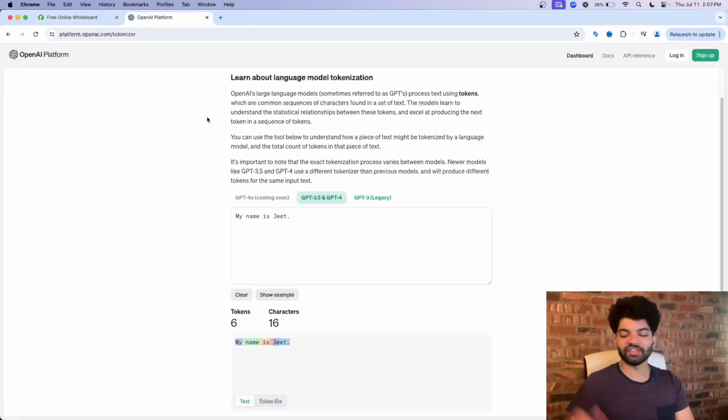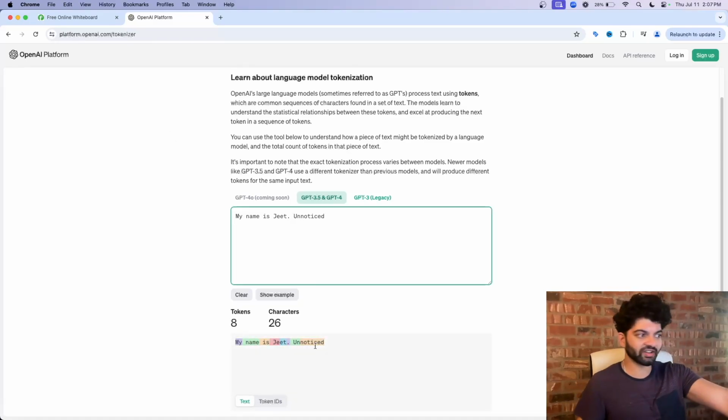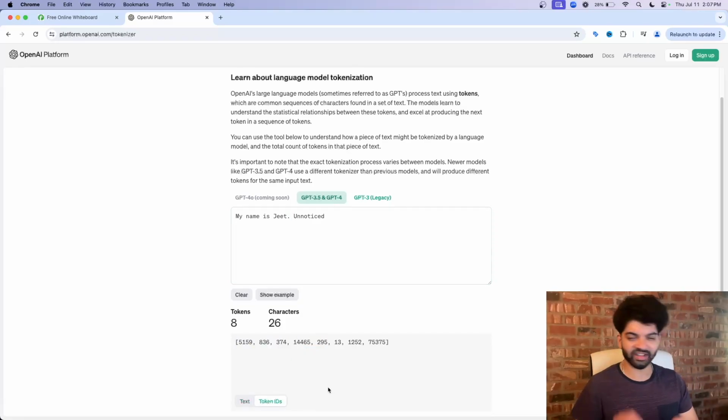That's why people say that just because it's one word doesn't mean it's one token. If I do something like unnoticed, notice how un is its own little thing here. And same thing for the period. The period also means something. Just because you have a period, that doesn't mean a computer understands it. It needs to be a number. So in this case, it's going to be 13. That's going to be the number it represents.